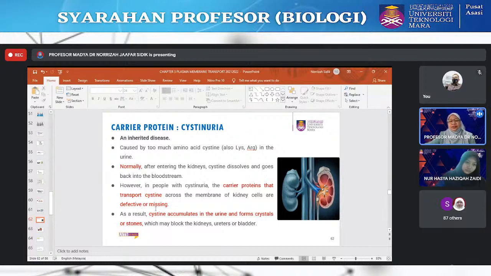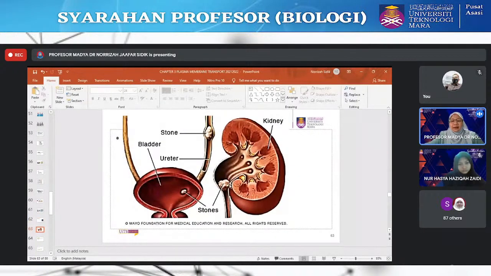So there is no carrier protein. As a result, cysteine accumulates in the urine and forms crystals or stones. So it will block the kidney, ureters or bladder. So you can see here in the kidney, you can see stones. So the cysteine accumulates in the urine and forms crystals or stones. You can see here the stones at the bladder and also this part of the kidneys.